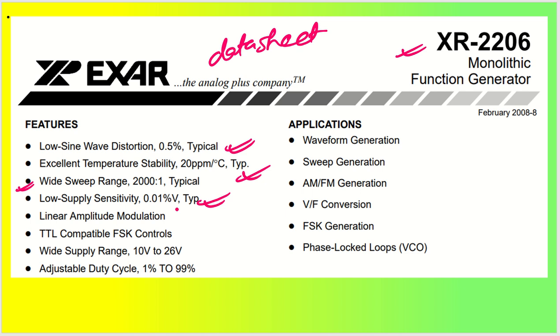It has the capability of amplitude modulation, frequency modulation, all those things. It is TTL compatible, meaning it works with 5 volt logic as well as 3.3 volt logic, which is for CMOS. It has a very wide supply range, from 10 volt to 26 volt. The best thing is it has adjustable duty cycle capabilities as well, from 1% to 99%, which is almost 0 to 100%. Okay, so you can change the duty cycle based on the requirement.